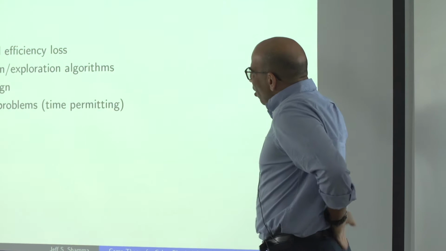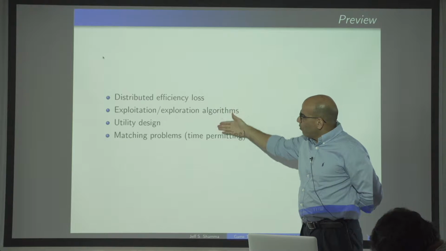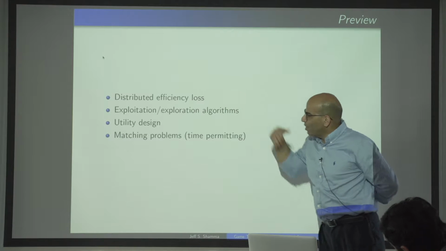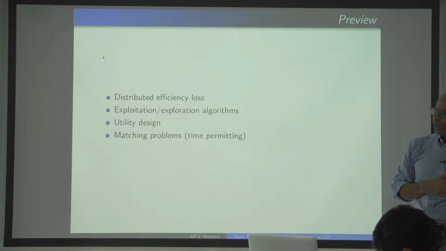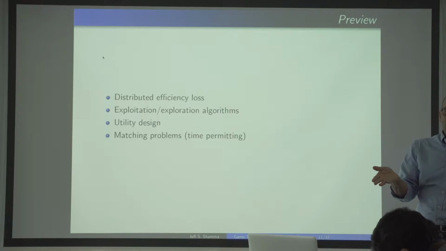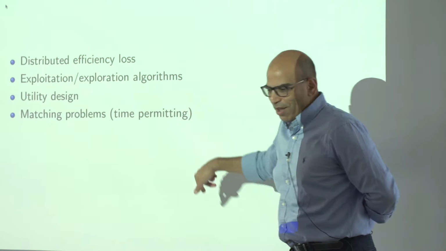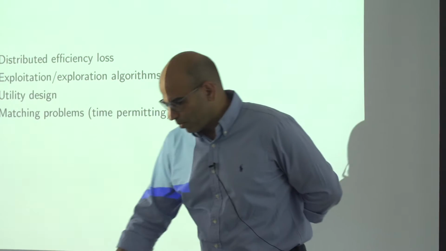Okay, so we're going to talk about some of our own related work, and we'll focus on these topics. One is the idea of a distributed efficiency loss. The other is, well, I'm going to actually tell you the algorithm that we used in the video that I showed yesterday, this exploitation exploration algorithm, and I'll mention a bit about utility design. I won't have time to talk about matching problems.